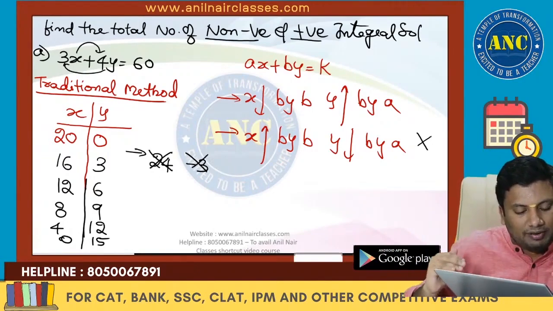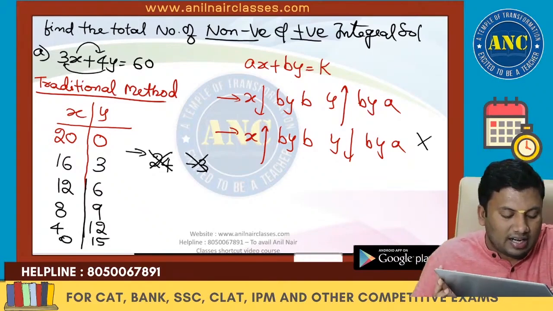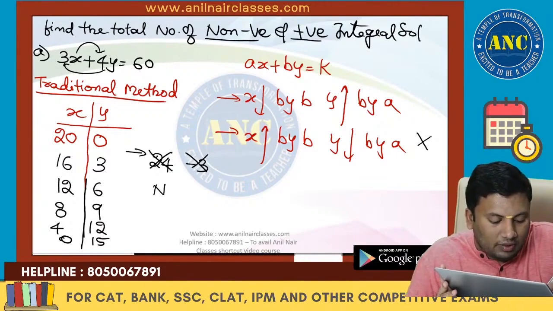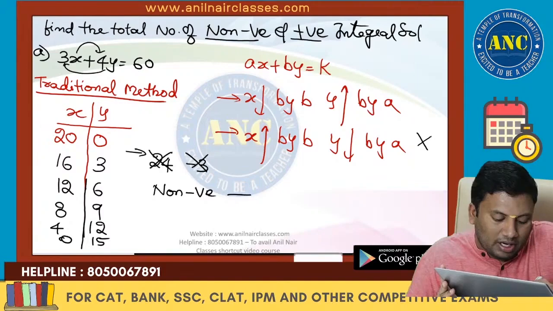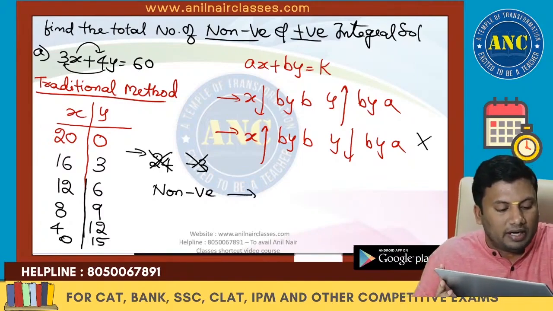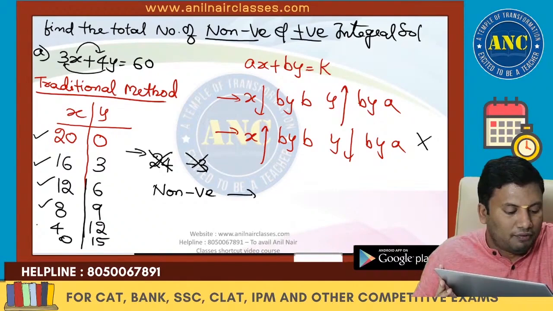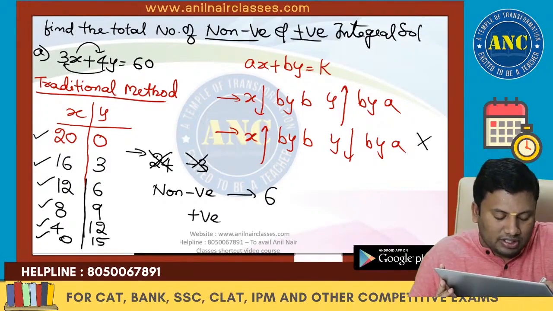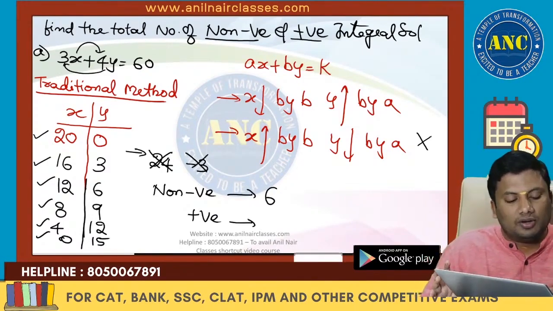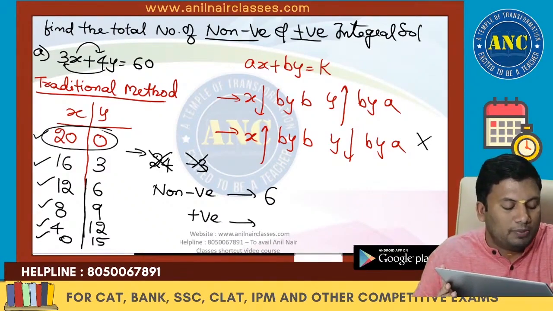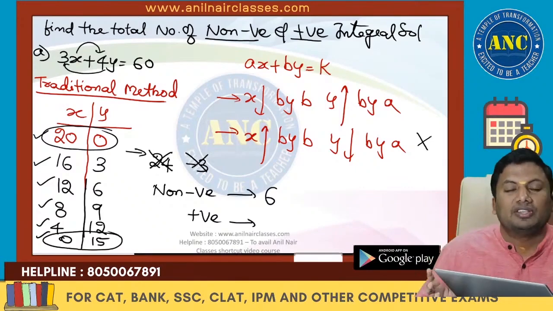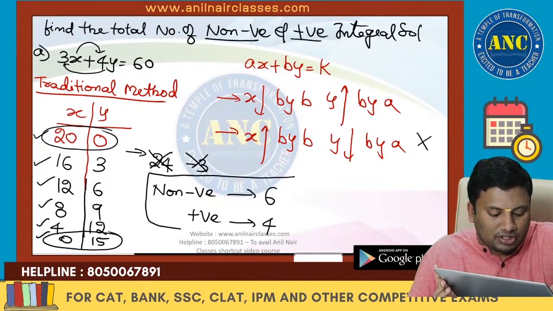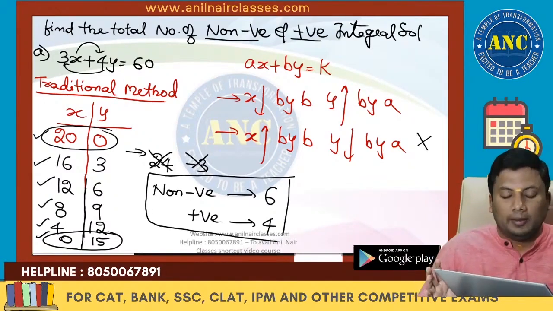X decreases by 4, y increases by 3. I started with y value 0, completed with x value 0. Non-negative doublets. How many doublets are there? 1, 2, 3, 4, 5, 6. Non-negative doublets are 6. For positive, y value 0 and x value 0 both should be eliminated. Non-negative 6 and positive 4.